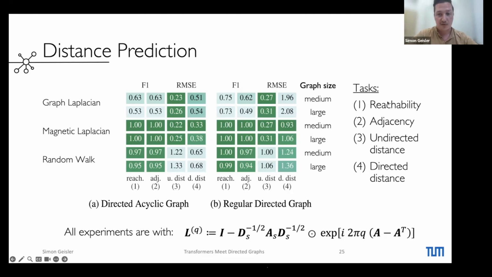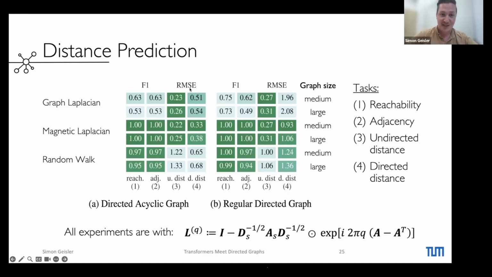So we look at 4 different tasks. For example, one is reachability. So can I reach node V from node U, acknowledging the direction? Adjacency, which means predict the adjacency matrix itself. As we're looking at unweighted graphs, 1 and 2 are classification tasks. So we have an F1 score to measure their performance. And we also look into 2 distance regression tasks for undirected distance and directed distance. So for the undirected distance, we just ignore the direction, then count the hops. For directed distance, we do the same just on the directed graph. Here we report performance in RMSE.